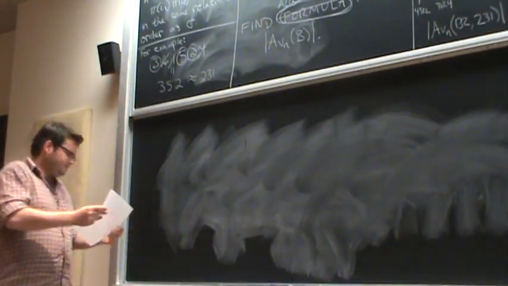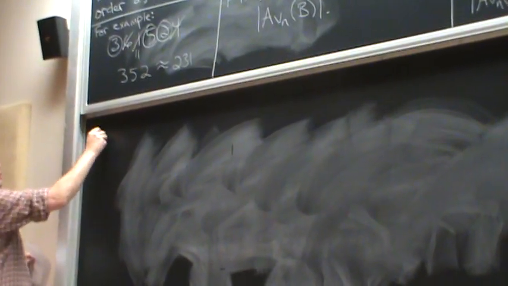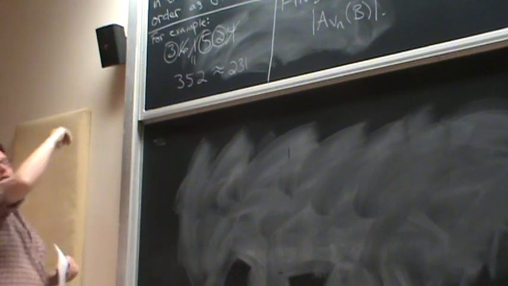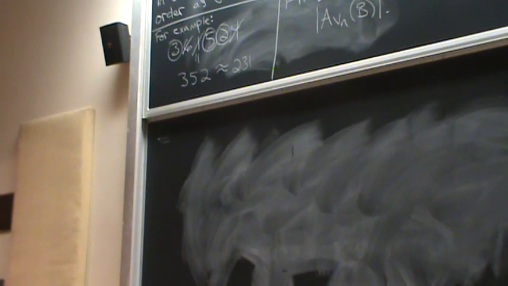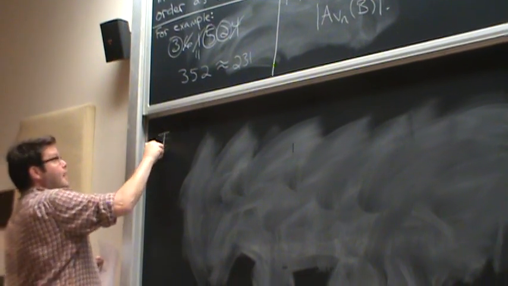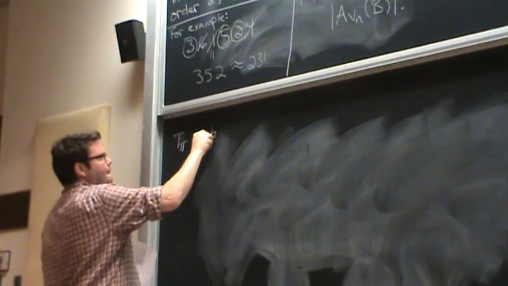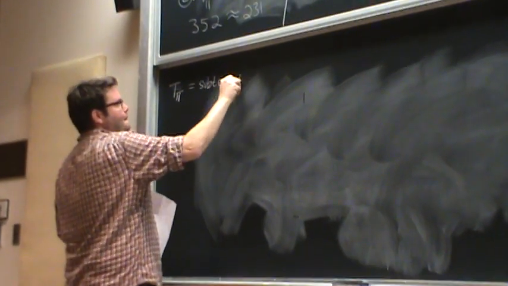Okay, so let's come up with some definitions here. Always we're going to have this set B in the background of things we're avoiding, so I'm just not going to write that. So assuming that we've got some set B, I'm going to write T(pi) to be the subtree rooted at pi.